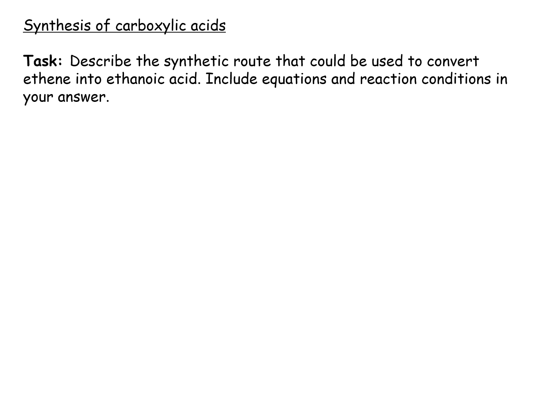So before we go to look at more detail about the properties of carboxylic acids and then how they react, let's just remind ourselves how we make a carboxylic acid in the first place. Your task here is to describe the synthetic route that could be used to convert ethene into ethanoic acid. Include equations and reaction conditions in your answer. So pause now and try to answer this question. If you get stuck, use the flowchart or synthetic routes map from your organic synthesis notes from module 4. When you're ready, press play again and we'll go through your answer.